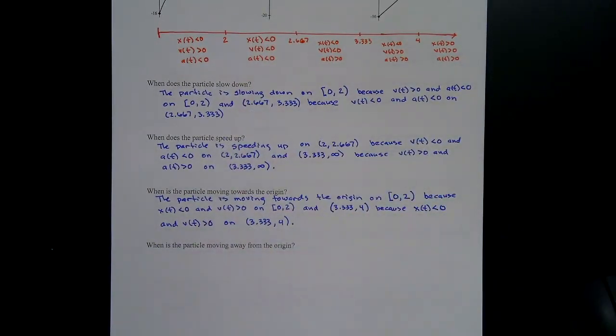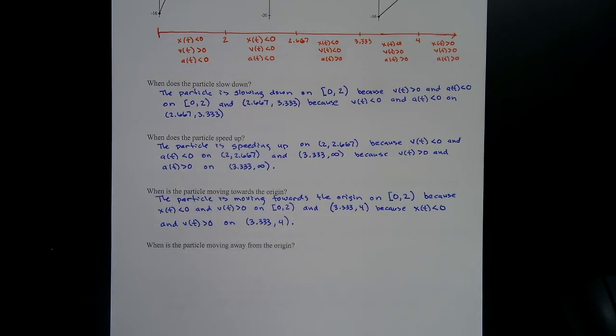When is the particle moving away from the origin? Okay, so we know it's moving away when it's on the right side, moving right. So positive position, positive velocity. Or it's also moving away from the origin when the position is negative and the velocity is negative, because then you're on the left side moving left, okay?